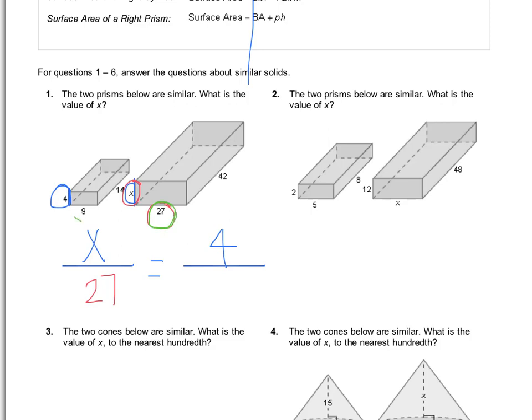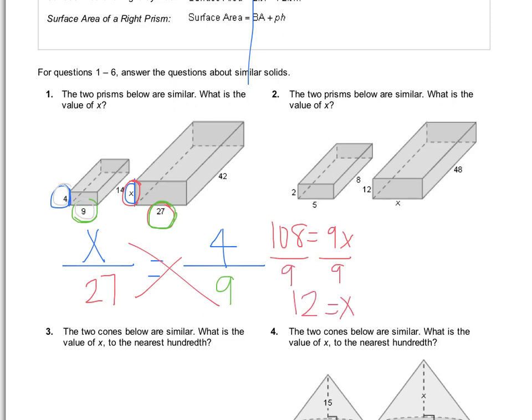Well, 27 and 9 go together. So the question is, does 9 go with 4? Well, 4 and 9 are in the same shape. So yes, they do go together. So that means I can put 9 on bottom. So I'm going to cross multiply and divide. I end up with 108 equals 9x. I'm going to divide both sides by 9, and I'm going to get x equals 12. So that would be my missing side length here, 12.